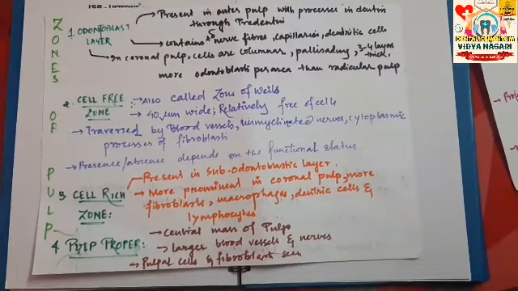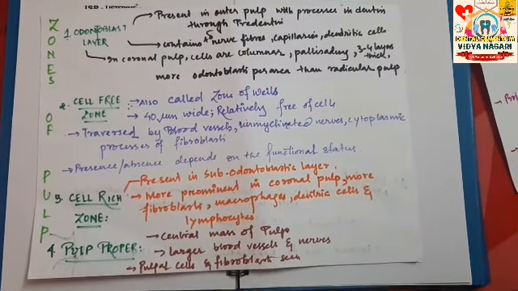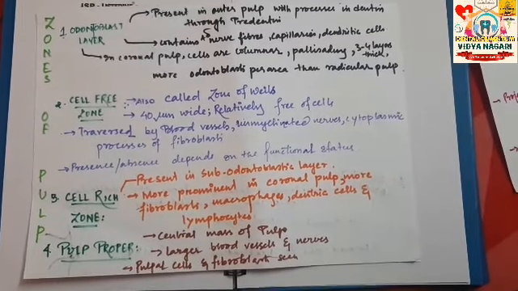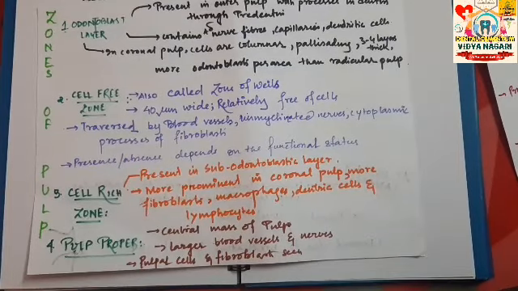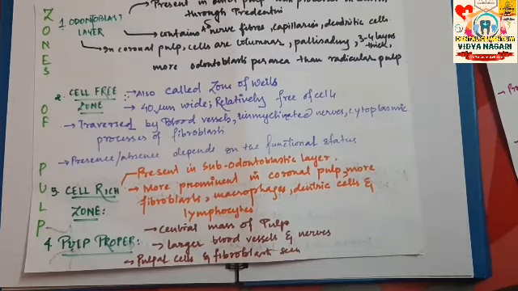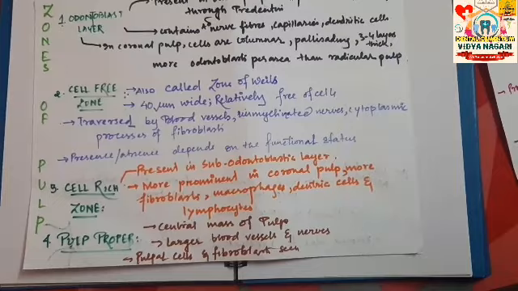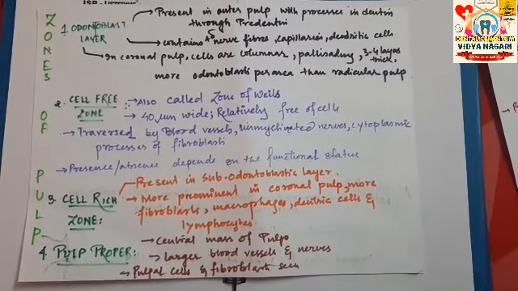The second zone is the cell-free zone. This is also called zone of Weil. This is approximately 40 micrometers wide, relatively free of cells, but is traversed by blood vessels, unmyelinated nerve sheaths, cytoplasmic processes of fibroblasts, etc. The presence or absence of cell-free zone depends on the functional status of the pulp.